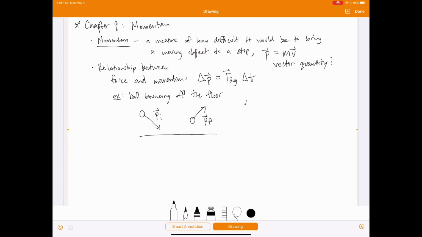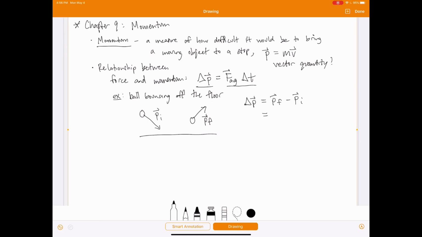And of course, delta P, any sort of delta is a change or the difference between final and initial. So this would be P final minus P initial. Okay? All right, so in our equation, we have delta P is equal to the average force times delta T. Okay, so this is saying that if we have a change in momentum, that equals the force involved times the time that that force acted for. Okay, so if we want to get a change in momentum, a force needs to be exerted for some amount of time. That's really what this is saying.